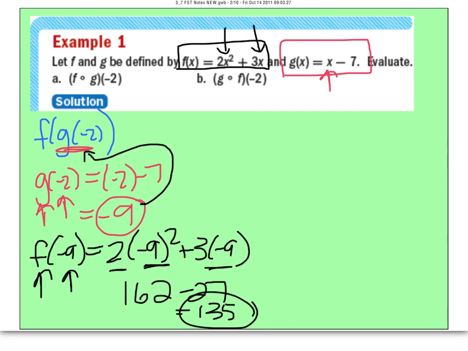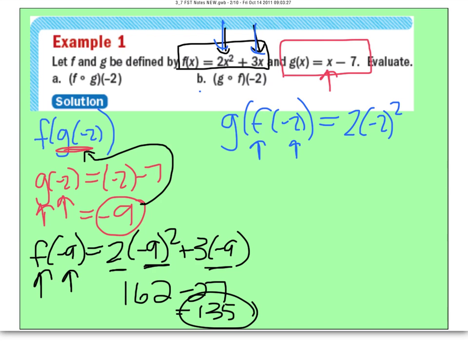Okay, let's change it up and see if it matters if we change the order. Letter B wants us to find g of f of negative 2. So I go to the f function and I put negative 2 in for x. That would be 2 times negative 2 squared plus 3 times negative 2. Do negative 2 squared first, so that's 4. Then 4 times 2 is 8. Then minus 6. And then that's going to give us 2. So that is f of 2.